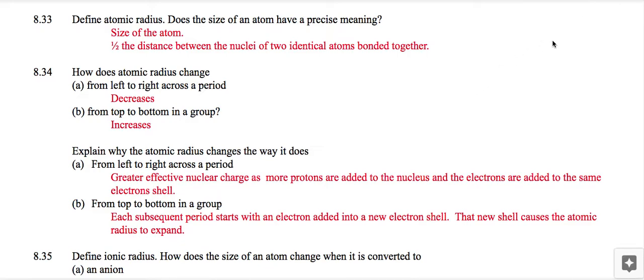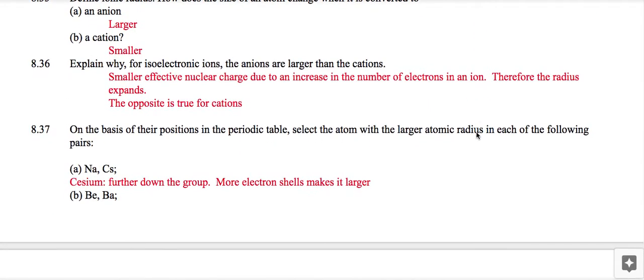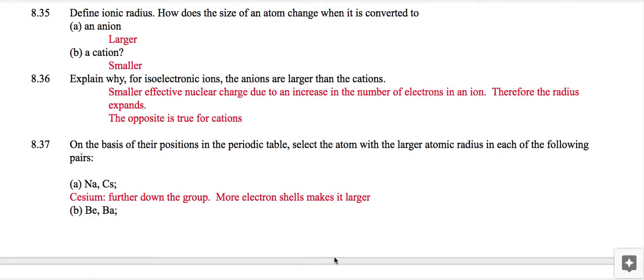All right, click through here. Ionic radius. So we have anions and we have cations. Anions are always going to be larger than their neutral counterpart, and cations are always going to be smaller. And so this problem is the why. So why are anions larger than their neutral counterpart, and how come cations are smaller?